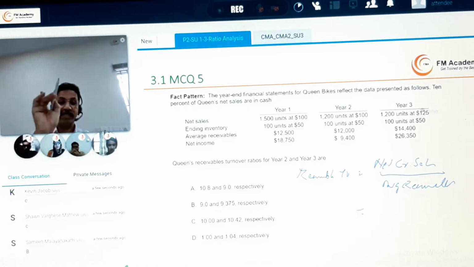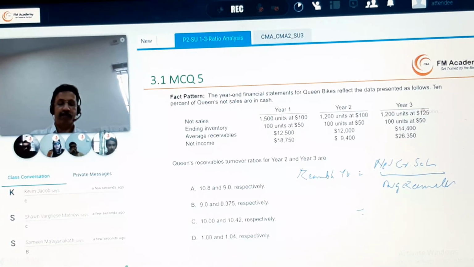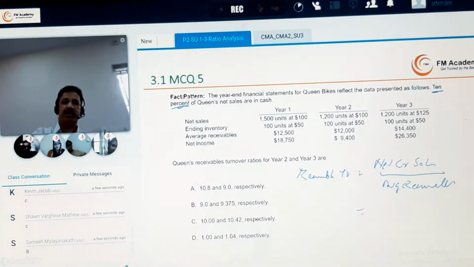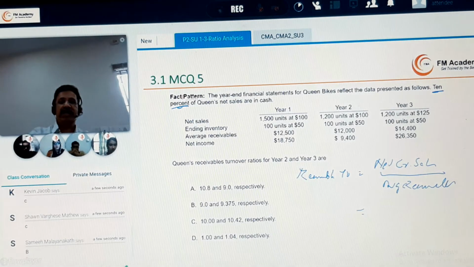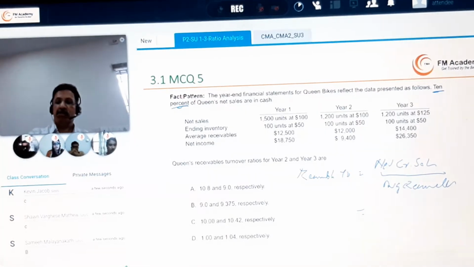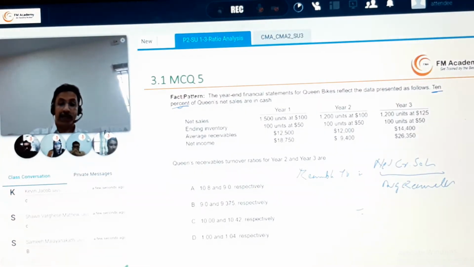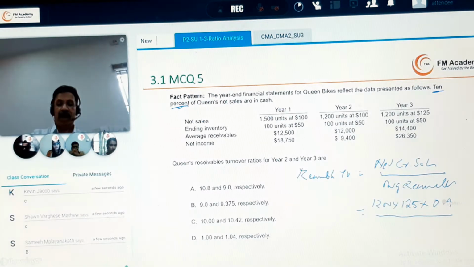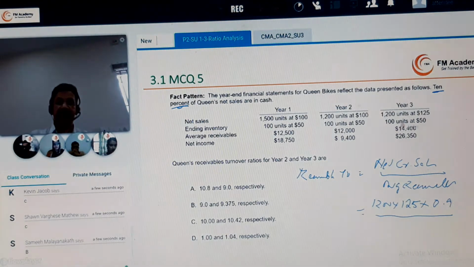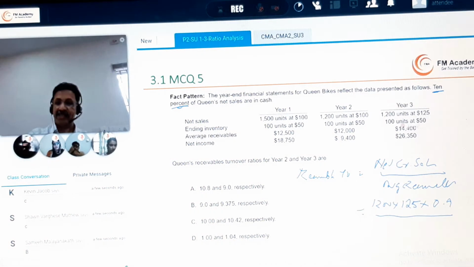1200 into 125 is the net sales. But what is the credit sales? This problem, especially because this 10% is given in words, 99% of students would have overlooked it. Please don't do that. 10% of the net sales are in cash means 90% of the sales are credit. So you should take only credit sales. So 1200 into 125 into 0.9 is the net credit sales. And the average receivables are given directly, so you don't have to do any averaging exercise.